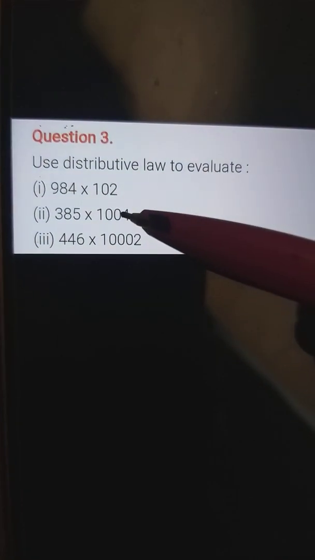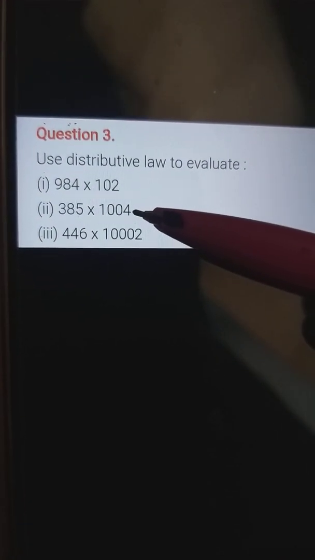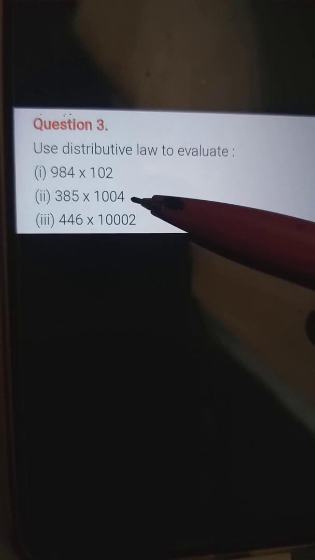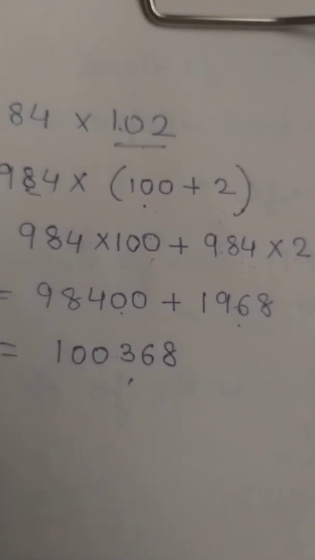Next question, 385 multiplied by 1004. I repeat, 1000 plus 4. First you will multiply 385 by 1000 plus 385 multiplied by 4. Expand this number and then multiply by both. Here too, same, 10,000 plus 2. Then 10,000 multiplied by 446. Similarly 2 multiplied by 446. Just as we have done right now.